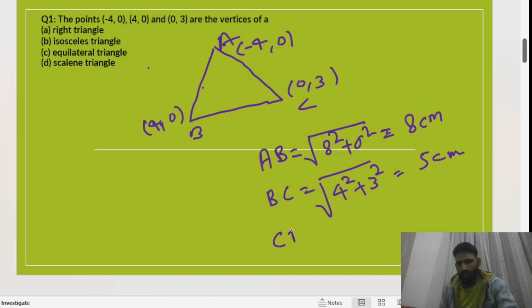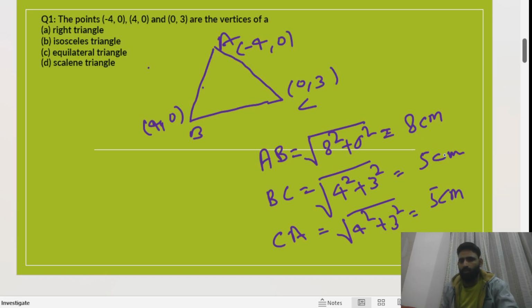Same for C and A. The C and A distance is the same. This is x1, this is x2. So x2 minus x1, this is 4 square, and y2 minus y1, same, this is 3 square. So we can say this is 5 centimeters.